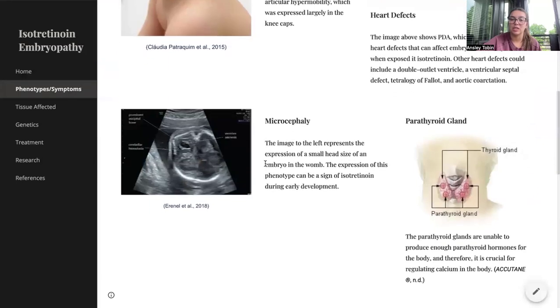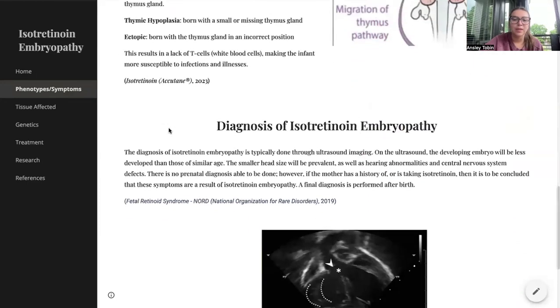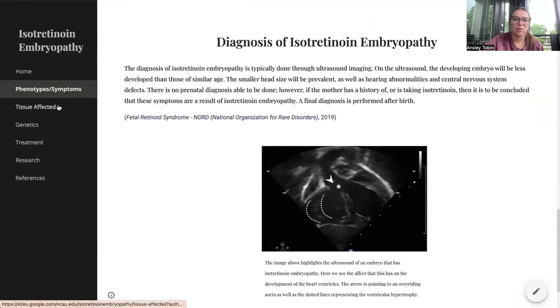The one that I found the most interesting was the microcephaly, which is when you have a smaller head size, which can be when the central nervous system is affected or the central nervous tissues. And you can see this usually in the ultrasound through the size of the small head. And that's usually when it's diagnosed, as an ultrasound.